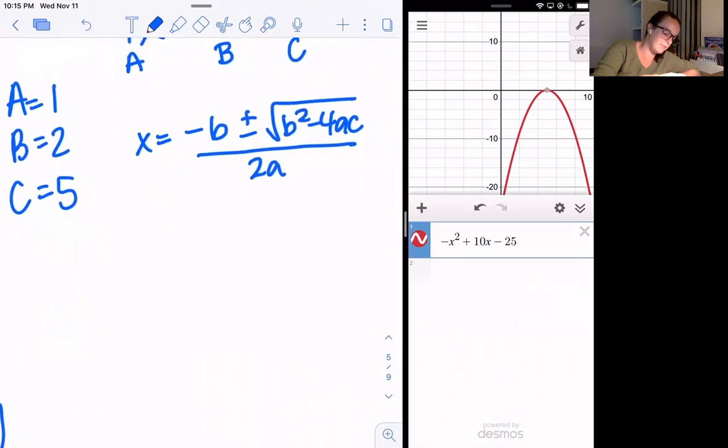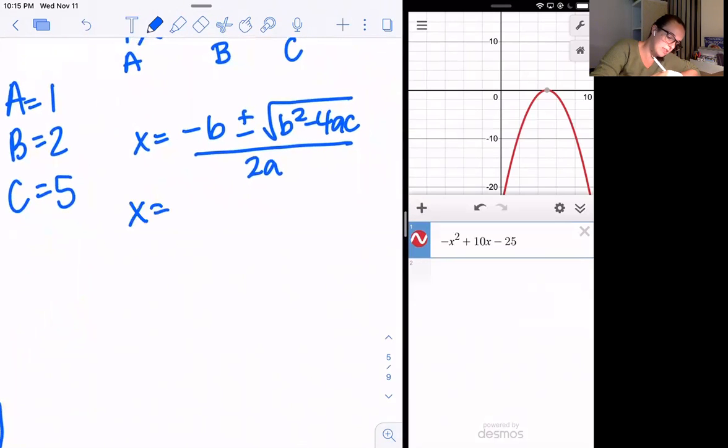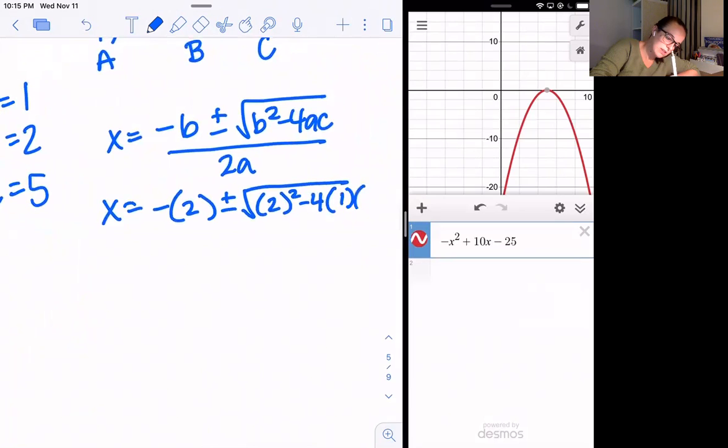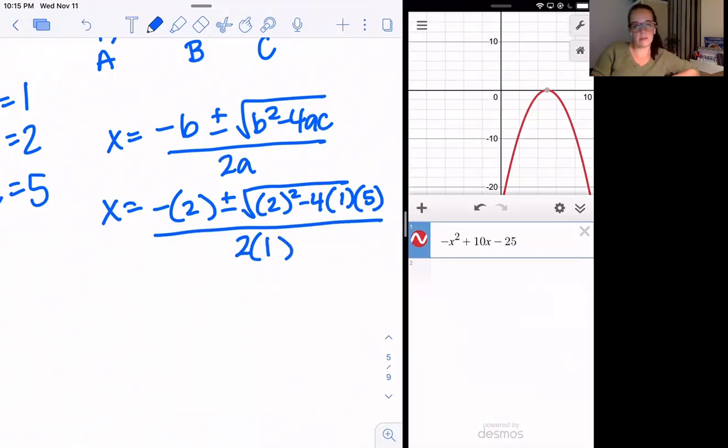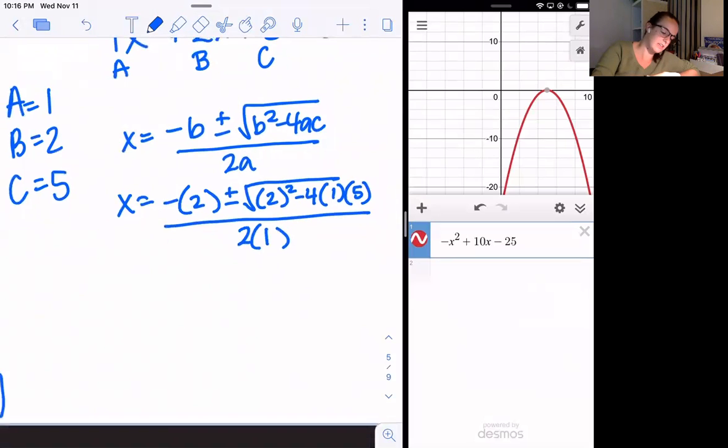So we're going to plug in. So x is equal to negative b, which is 2, plus or minus the square root of b squared, so 2 squared, minus 4 times a, which is 1, times c, which is 5, all over 2 times a, which is 1. That's the extended version of the song. You heard it here first.